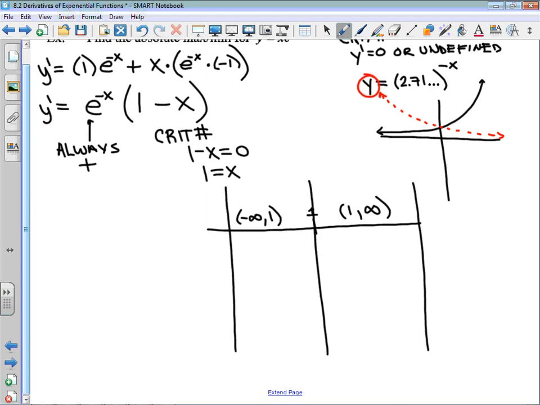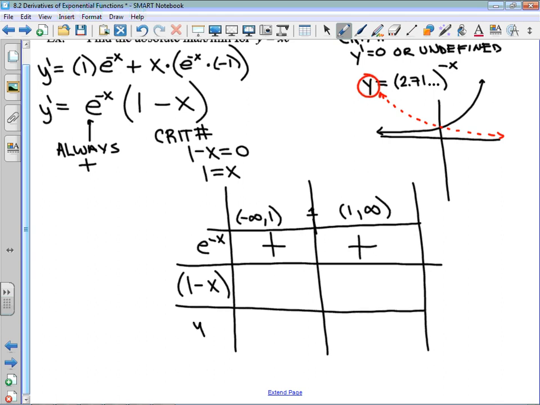I'm going to put e to the negative x in there, but before I do anything else, I know that's always positive. E to the negative x is never negative, and I would encourage you to maybe take a look back at 3.1 for those exponential functions. The other factor, though, is 1 minus x, and then because we are using this notation, I'm going to put y prime down there. All right, 1 minus x. So 0 is within negative infinity to positive 1. What's 1 minus 0? Positive or negative? Well, it's positive. So y prime is positive over that interval.